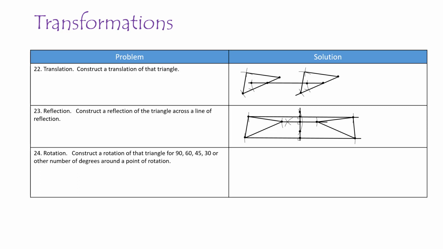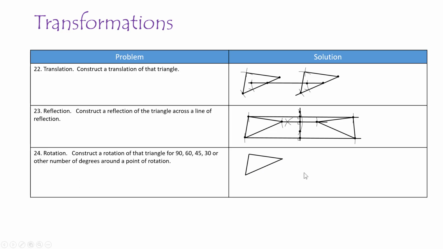And the last transformation is rotation, where with a compass and a straight edge, we can only really rotate it those number of degrees that we can create with the compass, and so like 90, 60, 45, or whatever we can create, and around what's called a point of rotation. So here we are, and we're going to pick one of the vertices to be where we're going to rotate it around. So we're going to pick that one, and we're going to rotate it, in this case, 90 degrees.